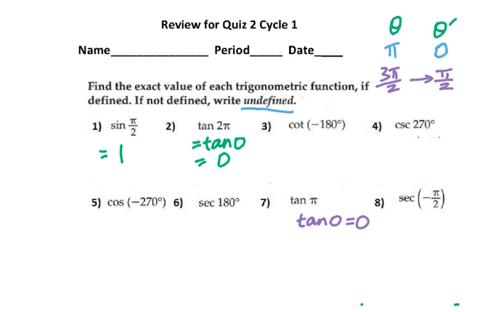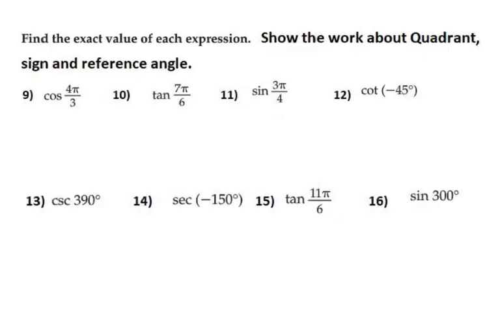For number 8, secant negative pi over 2. Basically, we're looking for cosine negative pi over 2. But we know that for negative pi over 2 the reference angle is pi over 2. Since cosine pi over 2 equals 0, you don't have to go through QRS. Then you got 1 over 0 equals undefined.